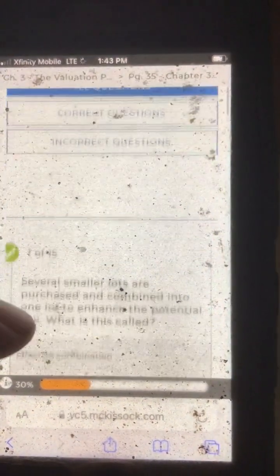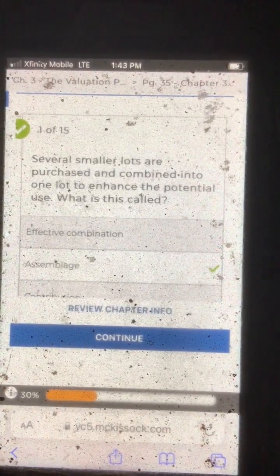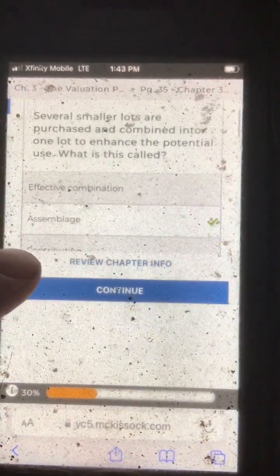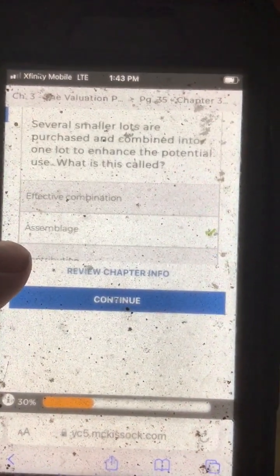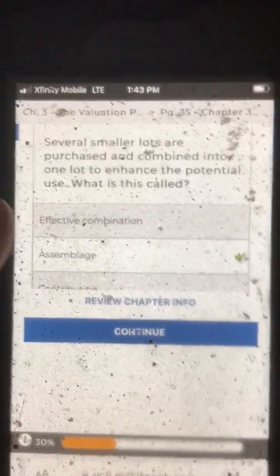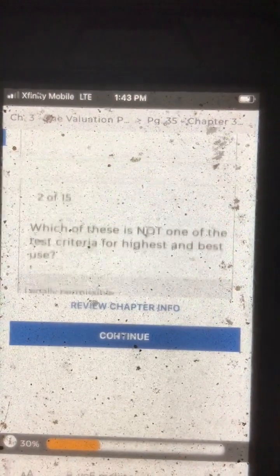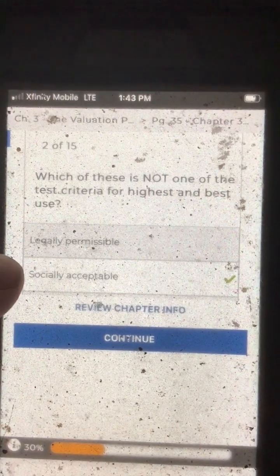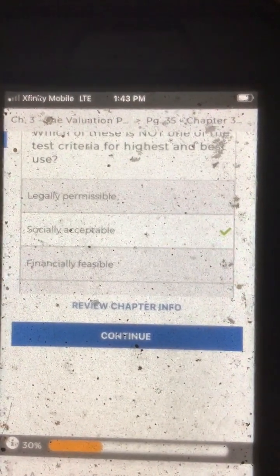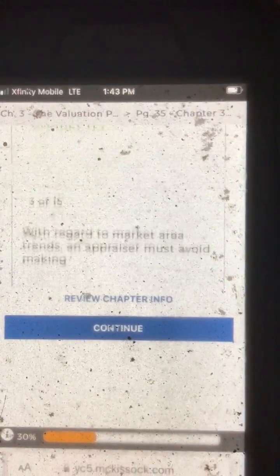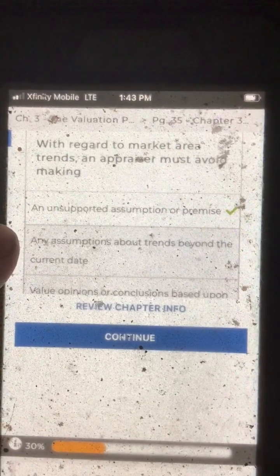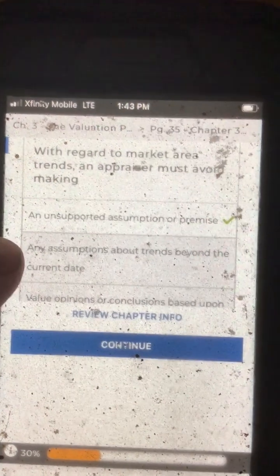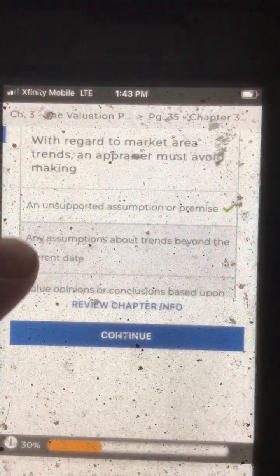So remember, number one, several smaller lots are purchased and combined into one lot to enhance the potential use. What is this called? You said assemblage, and that was correct. Number two, which of these is not one of the test criteria for highest and best use? You said socially acceptable, and that was correct. Number three, with regard to market area trends, an appraiser must avoid making, you said, an unsupported assumption or premise, and that was correct.